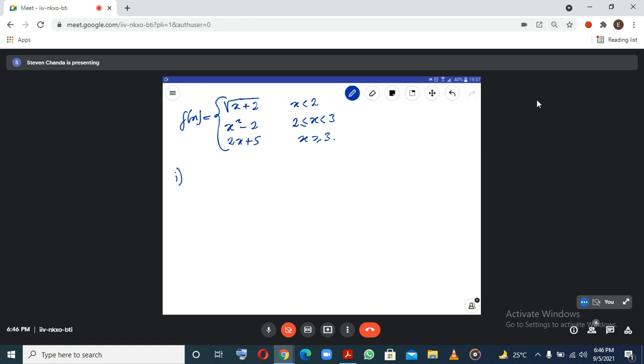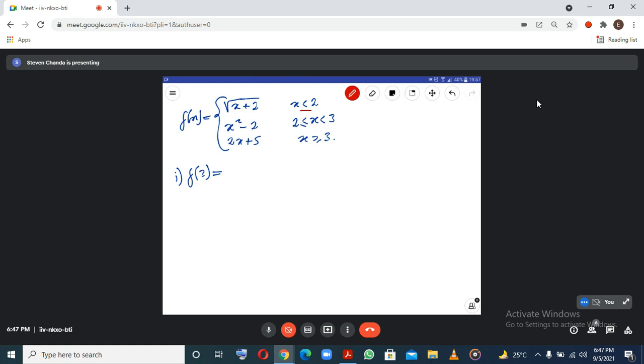Now, between the first and the second equation, which one are we going to use to find f of 2 for this function? This is very, very important. Look at this symbol. What does it say? It says x is less than 2, isn't it? So that's what that value says.